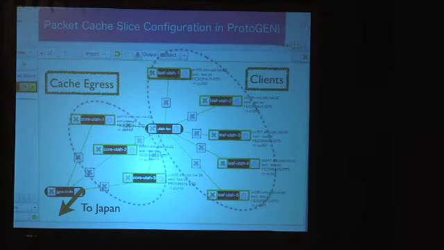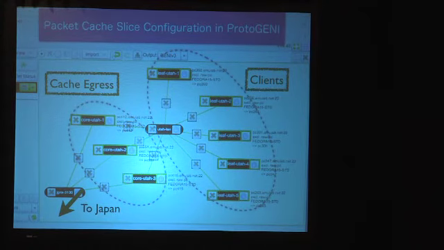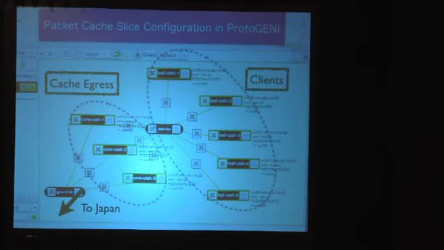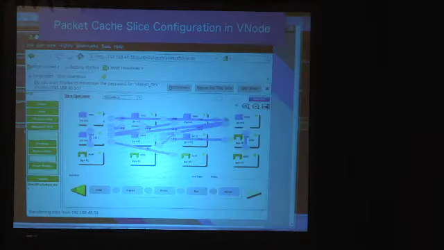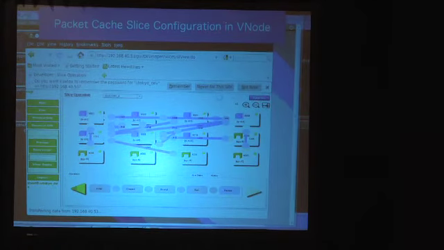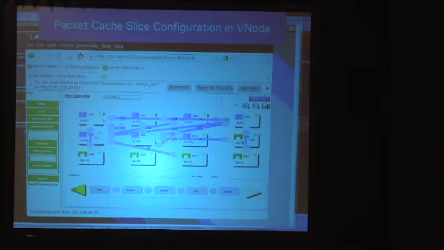Okay. So this is our packet cache slice configuration in GENI. We have cache, egress, and clients set up in a FLAC interface. And this part is going to Japan. And we have a packet cache slice configuration in VNode as well, and we combine these two slices. And in future, we hopefully will have a unified interface to create a single slice over two testbeds.